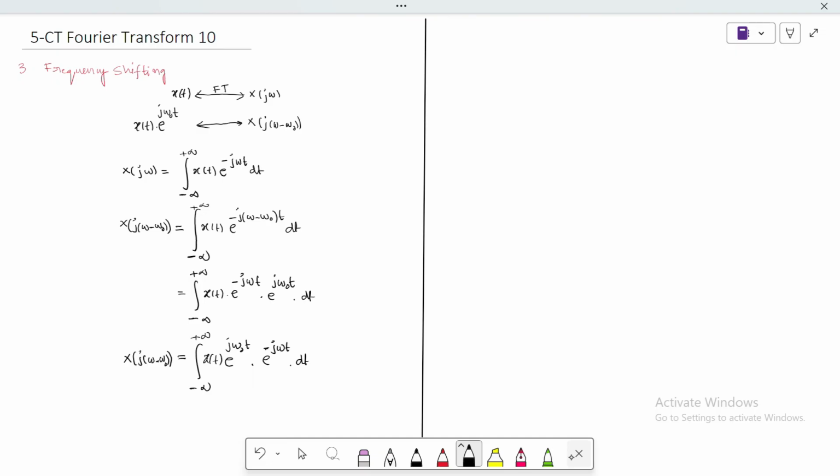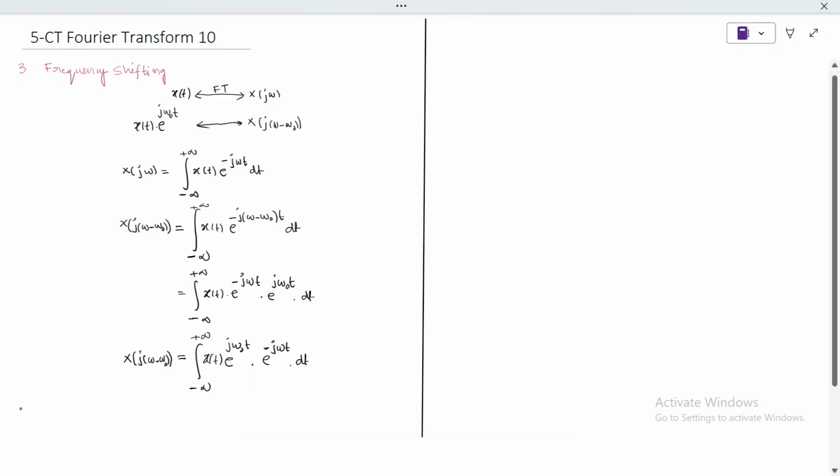Here also we can write some note. So the note is that for x of j into omega plus omega naught, the signal in time domain equals x of t into e power minus j omega naught t. So this is all a function of t only. There is no omega variable. This is the Fourier transform.